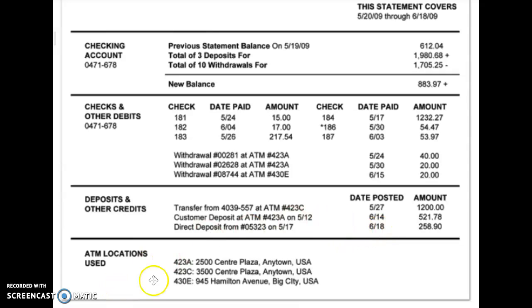And then down here it says ATM locations used. It lists the locations where you used the ATM, so you can cross-reference that with where you were, or if you remember exactly what ATMs you used, just to make sure that those are correct as well. And this is how you read a bank statement.